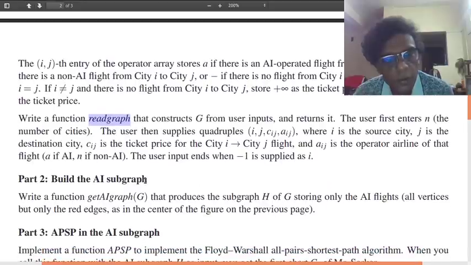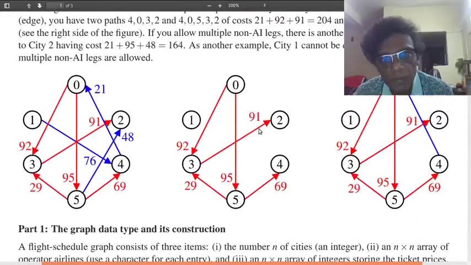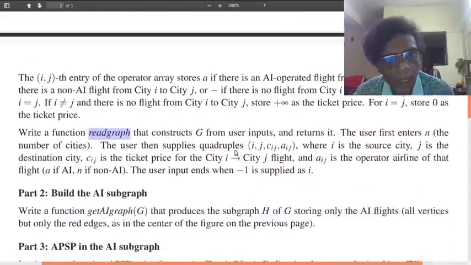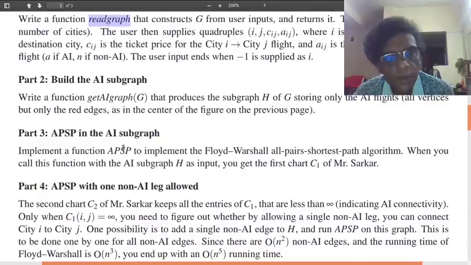And part 2, from that full graph, you build only the AI graph, that is a graph consisting of all the vertices but only the red edges. This is this graph H. Write a function to implement APSP, the Floyd-Warshall all pair shortest path algorithm. When you invoke that function on this graph H, you will get your first chart C1.